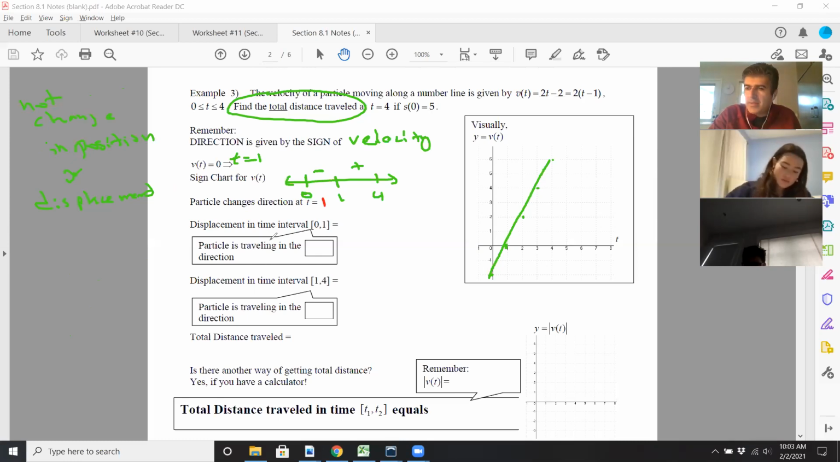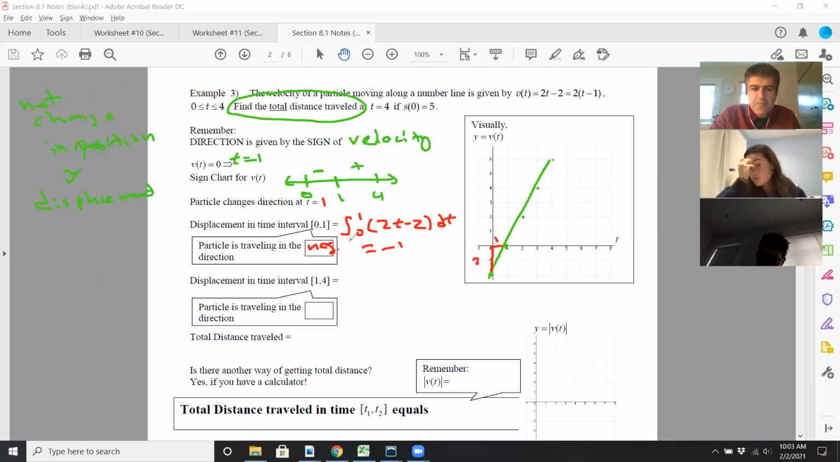So the displacement from 0 to 1, if you integrate my velocity function, which is 2t minus 2 dt, from 0 to 1, if I were to work that out, it's traveling in a negative direction. And if you were to work that out, that actually would equal -1. In fact, you could even do geometry here, right? That's 1, that's 2, but it's below the x-axis, so it's -1.